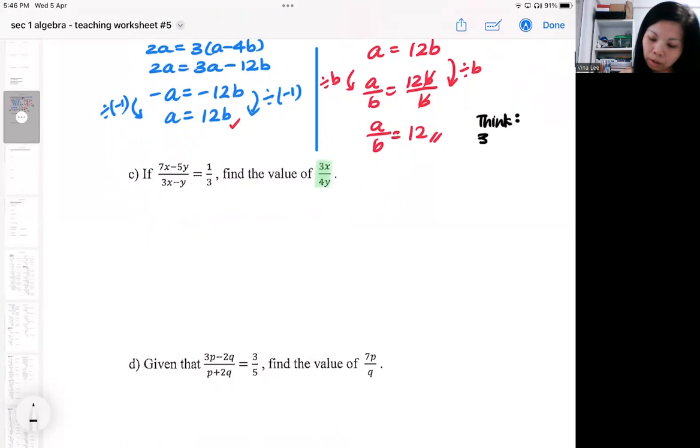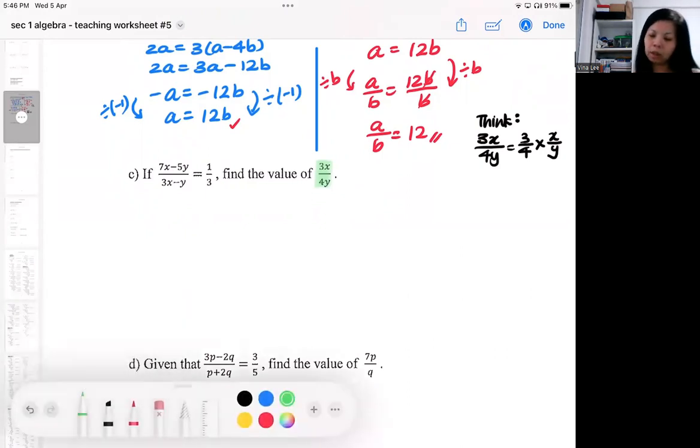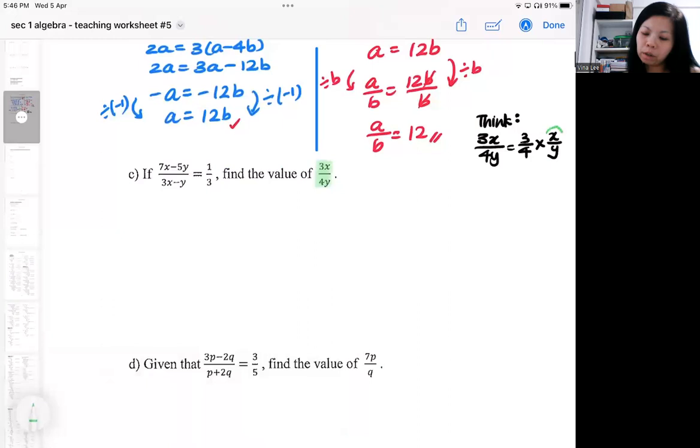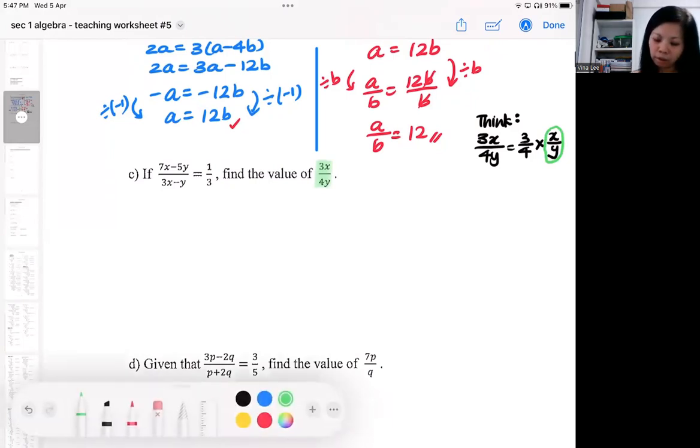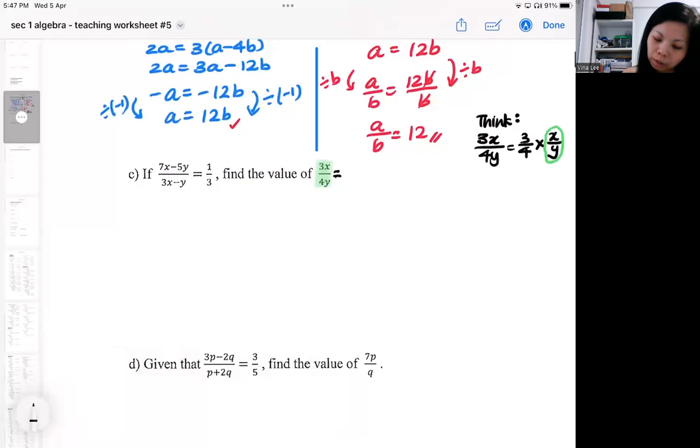So think of the ratio in this way as 3 over 4 multiplied by x over y. If I see it this way, I'm going to focus on getting x over y. So I will still be focusing on doing x over y. Here we see 3 over 4 times x over y.